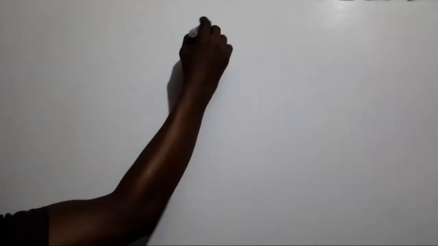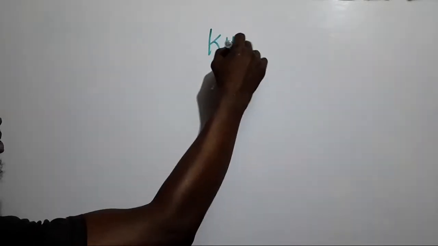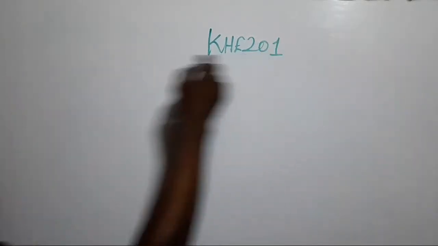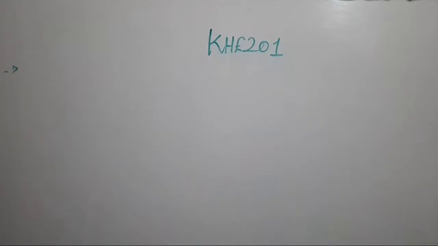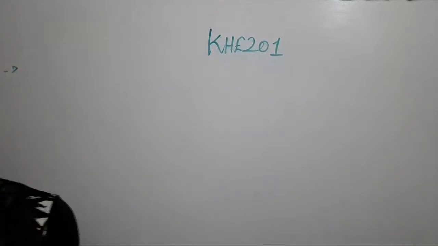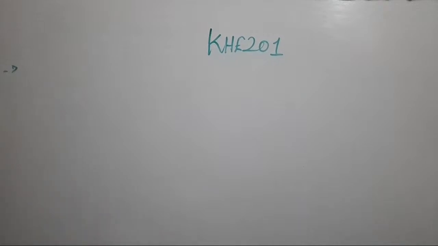Okay, so we are taking the course according to the thumbnail. It says KHE 201. It's a long one, but let's just have it. We have the functional processes of human life and requirements for its survival.